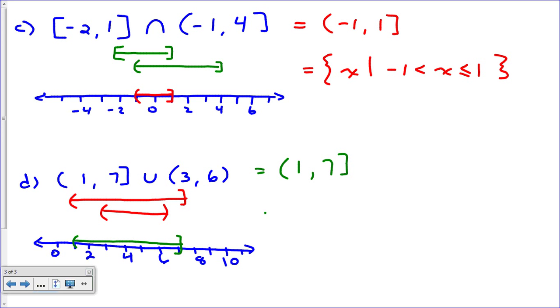And again, in set notation, it's the set of all x such that 1 is less than x, which is less than or equal to 7.